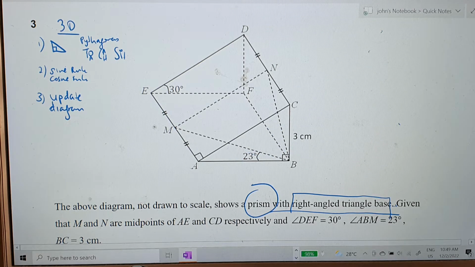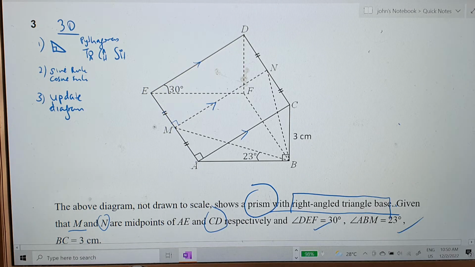Now we move on to the next one. They tell us that M and N are midpoints of AE and CD. M is the midpoint of AE, so these two are the same length. N is the midpoint of CD, so these two and these two are the same. Now this actually means that this line is parallel to this line, and it's parallel to this line. Make sense? Which means that all these are 90 degrees. Because I'm 90, you're 90, everybody is 90. Okay, then you just check 30 labeled or not, yes. 23 labeled or not, yes. Okay, take note, take note.